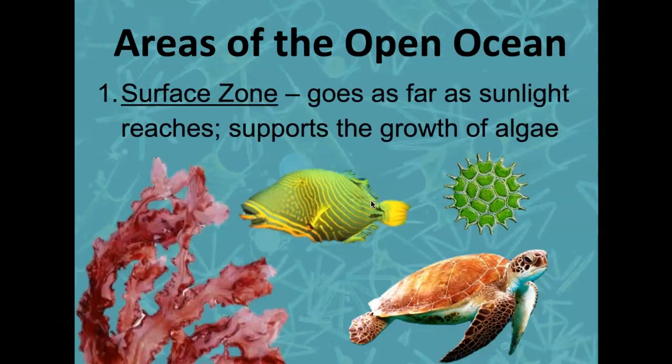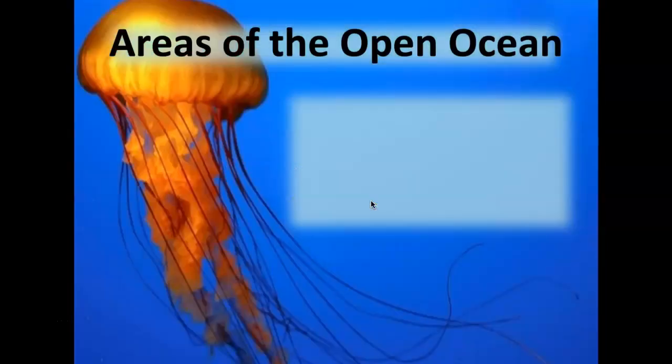So there are 3 zones that are references to the amount of light that is given in the open ocean. The surface zone is at the top. It's going to extend down as far as the sunlight reaches, and it supports the growth of algae. So we're going to see a wide variety of organisms in the surface zone because we are able to have algae living there. We're going to have marine plants and photosynthesis taking place.